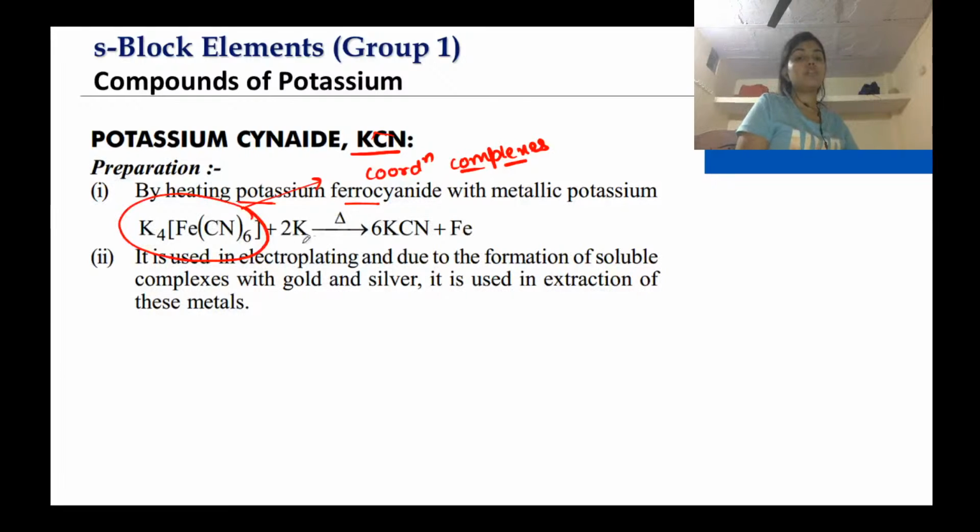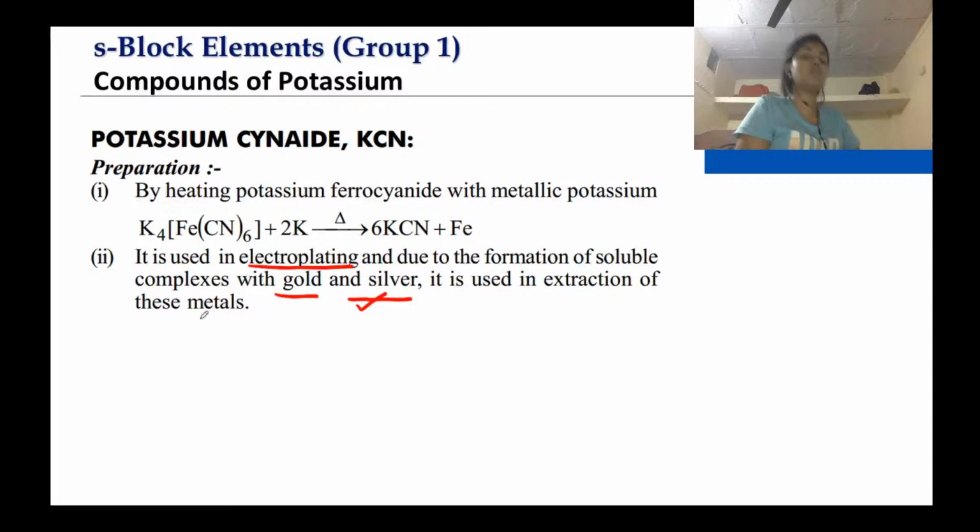Okay, so this is treated with potassium. You will get what? Potassium cyanide plus iron. So this is the preparatory method for potassium cyanide. Now its use is basically in electroplating. Why is it used in electroplating? Because it forms soluble complexes with gold and silver, right? Because of this property, it is also used in the extraction of these metals. That means potassium cyanide can be used for the extraction of gold and silver, and it is also used in electroplating.